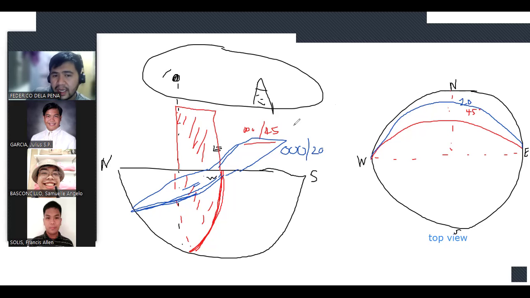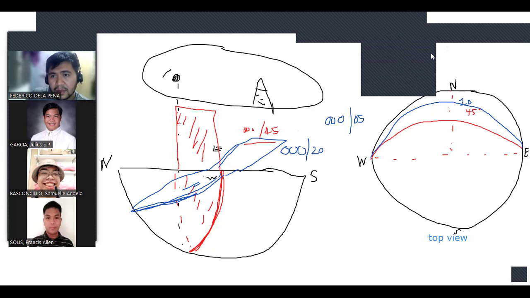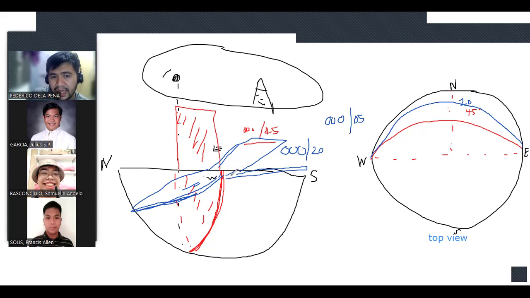And then if you go further, let's say you have 000, 05, it will be an even gentler plane, and it will probably be almost touching the northern edge of your stereonet.